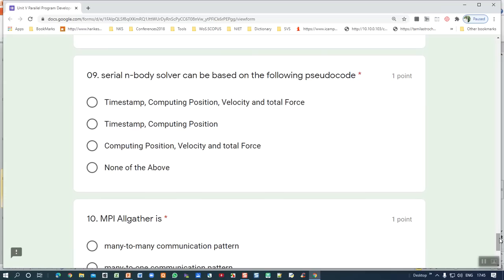And then ninth question, serial n-body solver can be based on the following pseudocode. What are the things we want to calculate for the solver? At a timestamp, which is very important. Timestamp means at 10 o'clock, what's the position, what's the velocity; at 10.1, and so on. In each second we want to record. That I am referring to as timestamp. Then computing position, computing velocity, computing total force, everything we want to calculate. Here only position is there, but we want to calculate velocity and force also. Here timestamp is not there, and timestamp is very important. So that's the reason why the first is the correct answer.